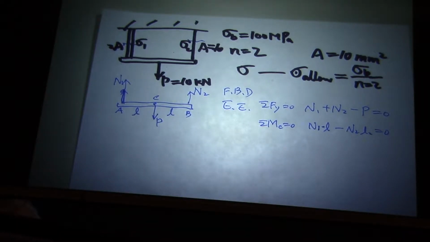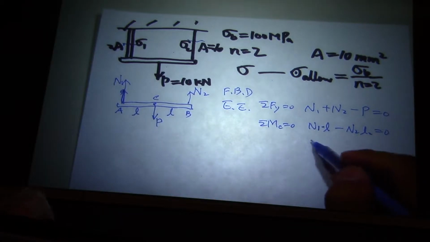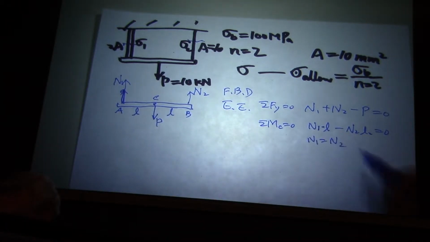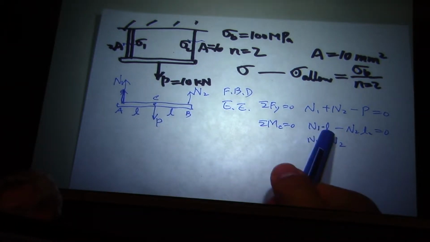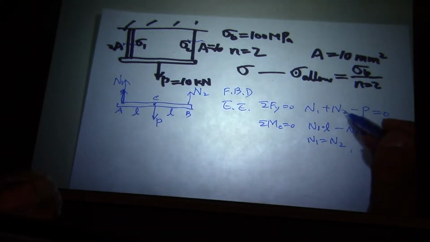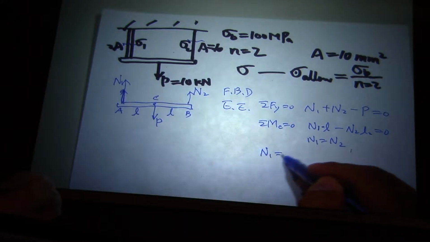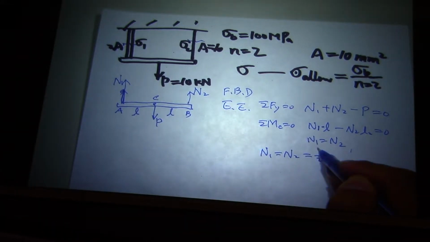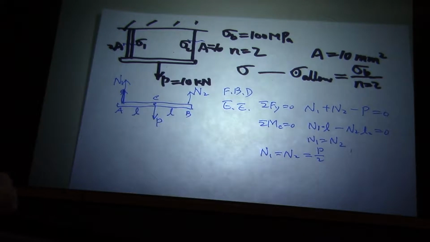What does this lead to us? N1 must be equal to N2. Right? So you solve the second equation, N1 equals N2. Now plug into this one. What do you get? So you get N1 equals N2, and it will equal to half P. So the load actually will be equal, evenly distributed there.